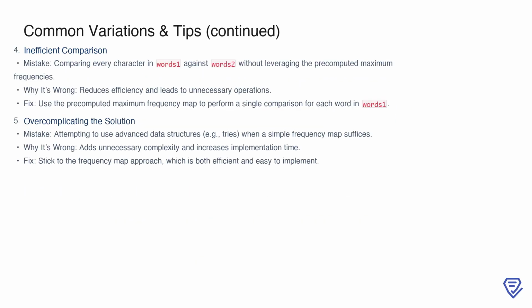gracefully. Another inefficiency arises when you compare every character in words 1 directly against words 2 without leveraging the pre-computed maximum frequencies. This approach results in unnecessary operations and slows down the solution. By using the maximum frequency map, you can streamline the process to a single comparison per word in words 1. Overcomplicating the solution is another pitfall to avoid. While data structures like tries might seem appealing, they aren't necessary here and can make the implementation needlessly complex. Instead, sticking to the frequency map approach keeps the solution both efficient and easy to maintain.